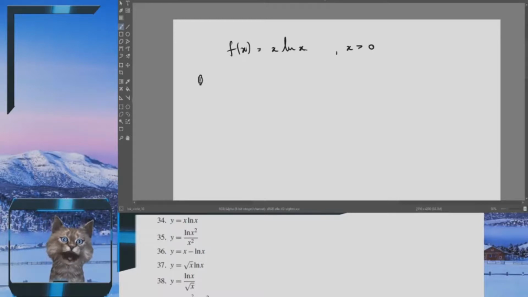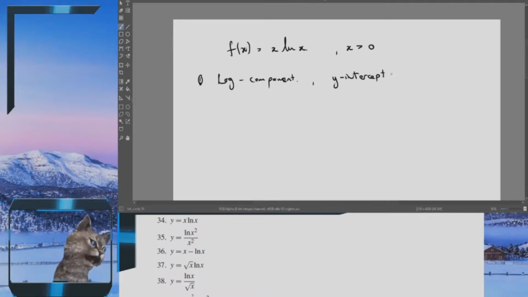So I see that there is a logarithmic function, I'll call it a log component, which means the function's not going to be defined everywhere. I could have vertical asymptotes, we will have to see. Can I find a y-intercept? Well, for that I need to plug in x equal to 0, and that is not gonna go well, so none.